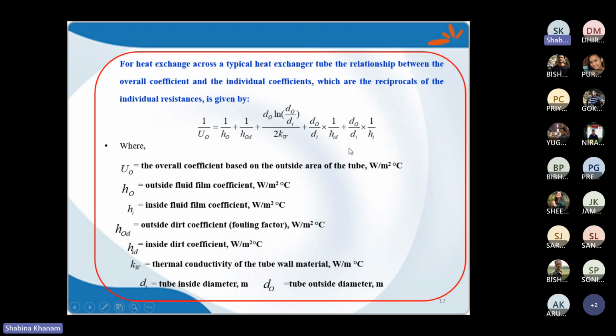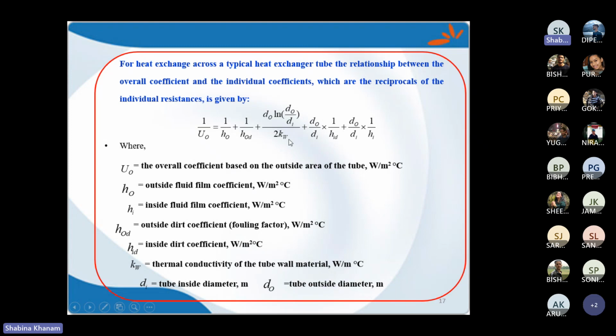So how can we find out this HI and HO? It will depend on the type of operation that is going on. Okay, that we will see, how to find this HI and HO. How to find this HID and HOD will depend on the nature of the scale. Okay, and how to decide that, we will discuss.